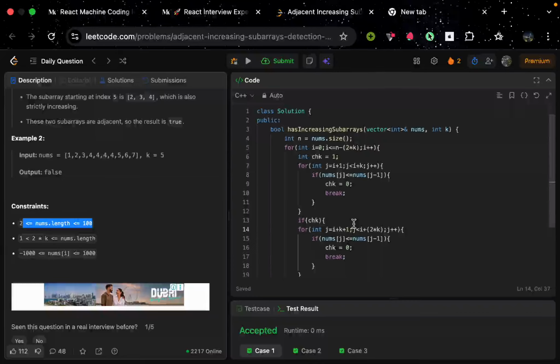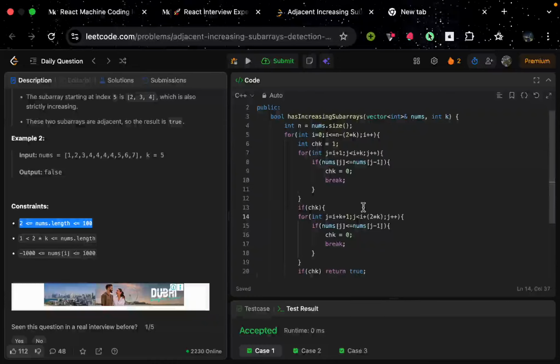Let's move to the coding part. We will solve it through brute force because the constraints are small. So the first approach will be our brute force approach.